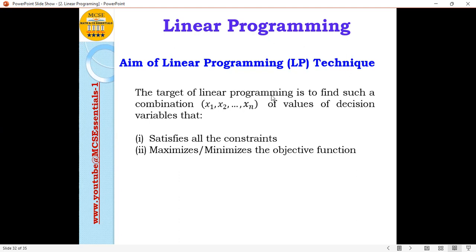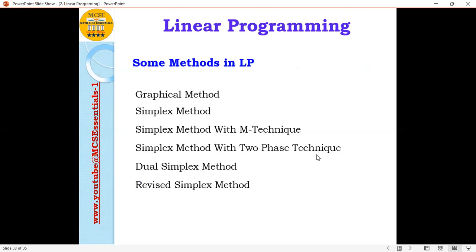Now, what is the objective of the linear programming technique? The target of the linear programming technique is to find such a combination of the values of variables x1, x2, and so on, xn, which satisfies two conditions. Number one, it satisfies all the constraints, meaning it is a feasible solution. Number two, along with being a feasible solution, it also maximizes or minimizes the objective function. And how is it done?